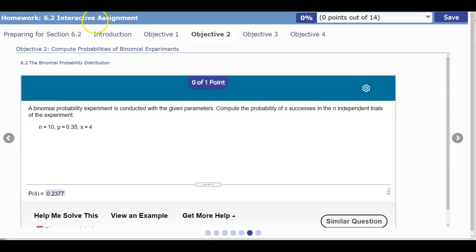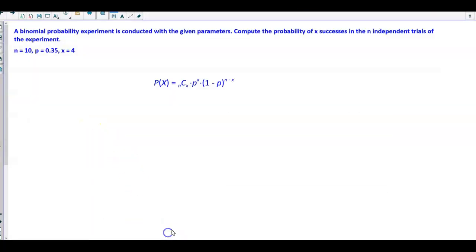Section 6.2 Interactive Assignment Objective 2. A binomial probability experiment is conducted with the given parameters. We're going to compute the probability of X successes in the n independent trials of the experiment, where n is equal to 10, the probability is equal to 0.35, and X is equal to 4. Okay, so here we have our values.